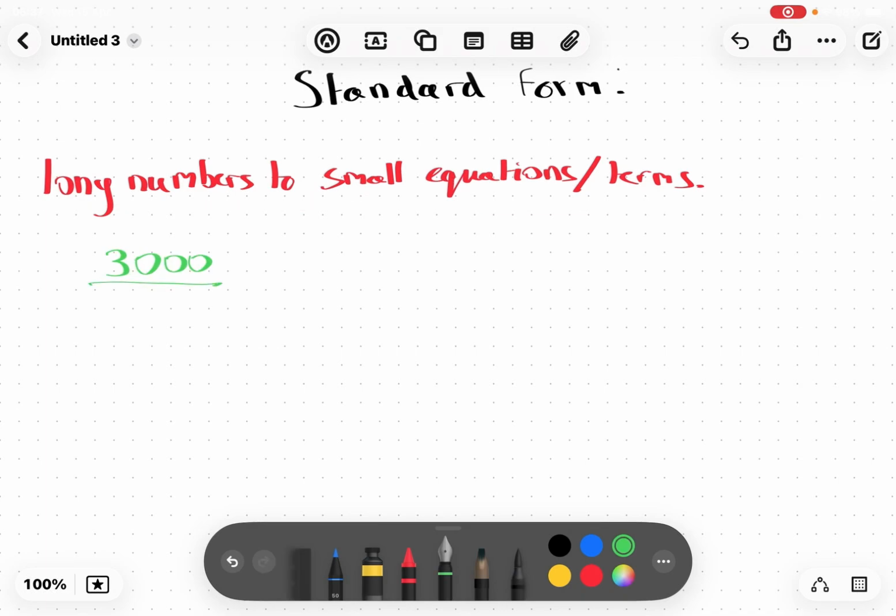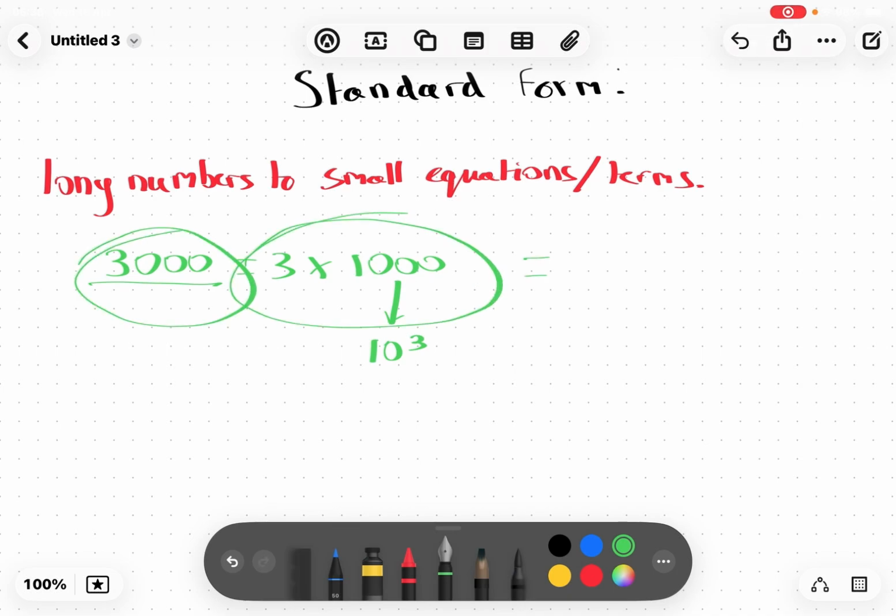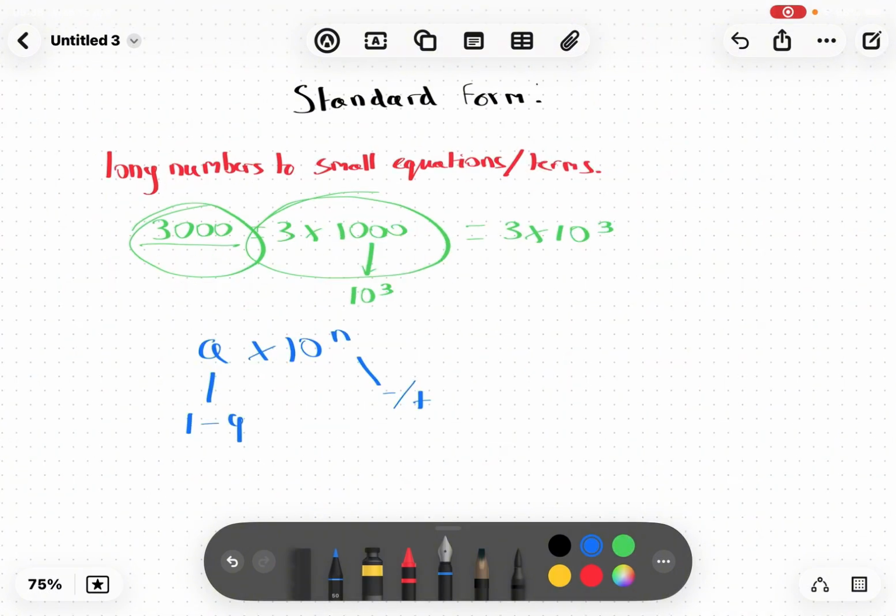So we have 3000, right? And 3000 is equal to 3 times 1000, right? And 1000 is also a big number, while the 3 is small enough. However, 1000 is equal to 10 cubed, because 10 times 10 times 10 is 1000. So instead of writing 3000 or writing 3 times 1000, we are able to write 3 times 10 to the power of 3.